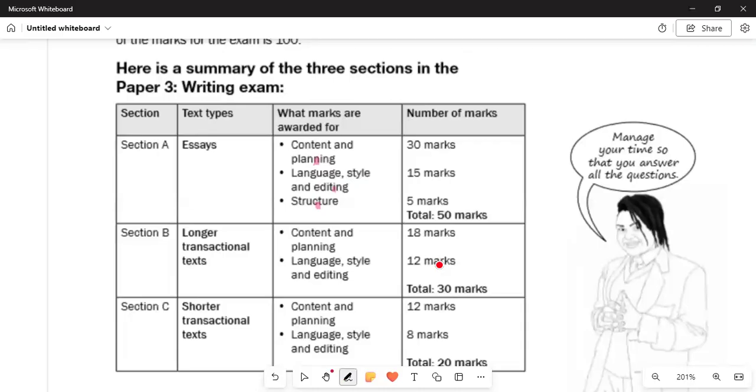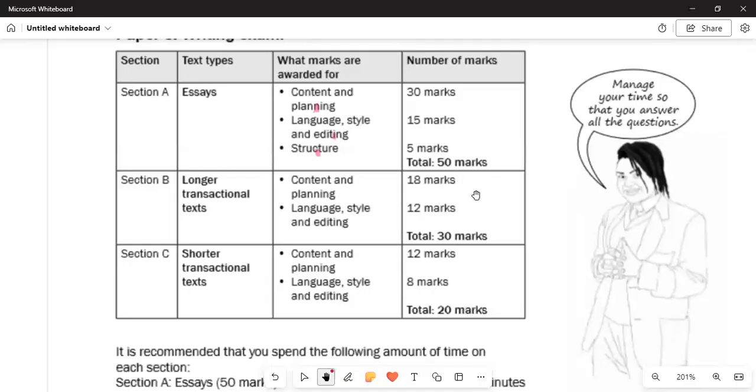When we move to section C, we have the shorter transactional text, which is for 20 marks. In this one, we are talking about the content and the planning, which must include the first draft, and the final draft must be included. Then we talk of the language, style, and editing, which must be included, and that would be for 12 marks. The other one would be for 8 marks, which results in 20 marks.